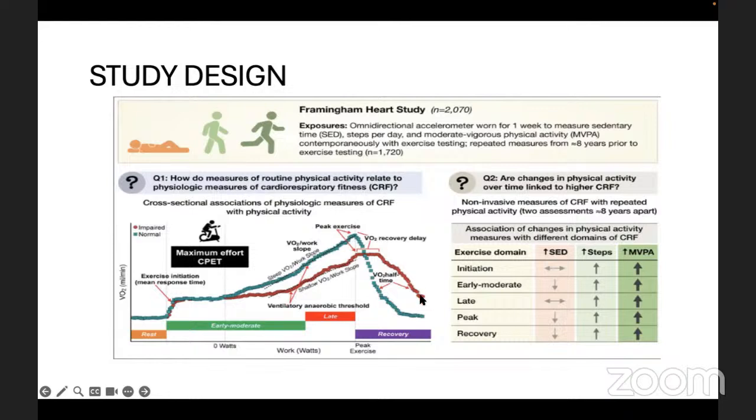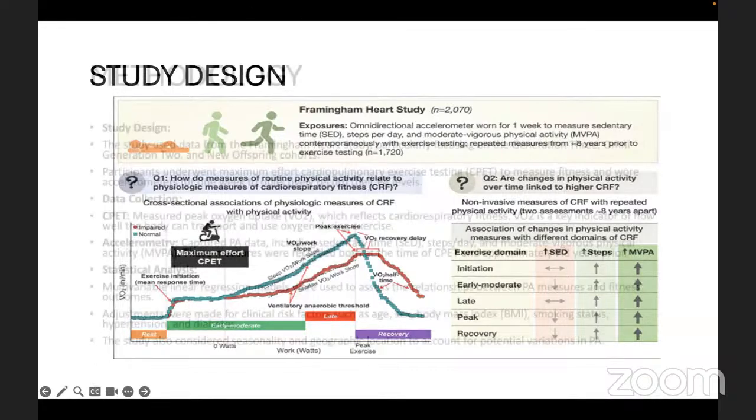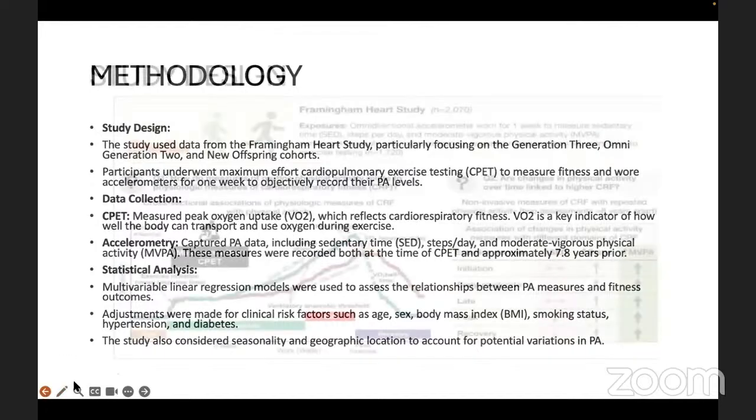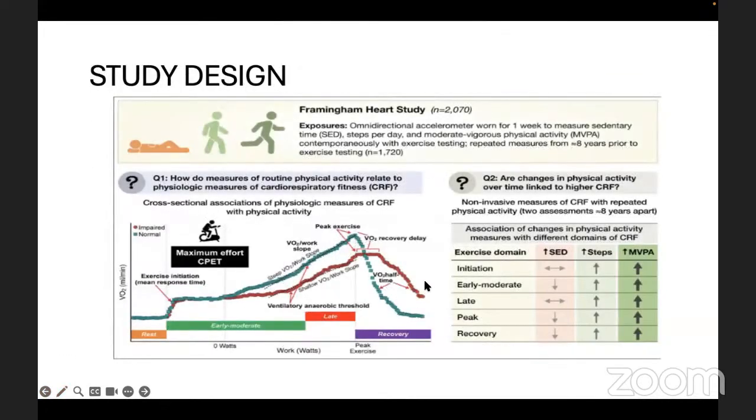As you can see here in this figure, the study raises two main questions. The first question is how routine physical activity measures relate to physical measures of cardiopulmonary fitness. And the second question is, are changes in physical activity over time linked to higher cardiorespiratory fitness? Next, please.